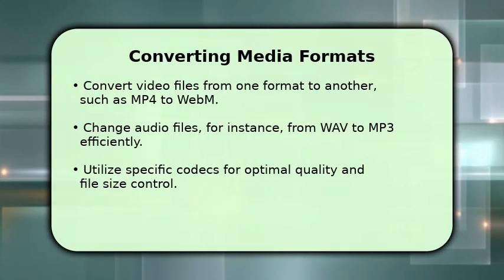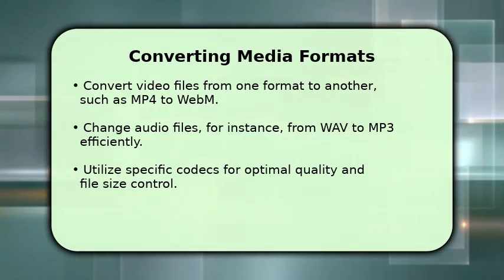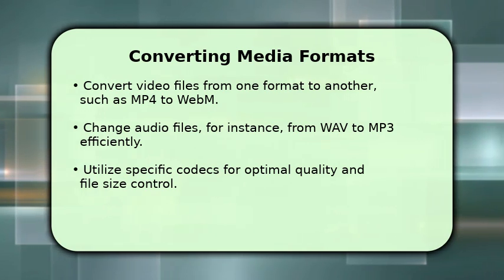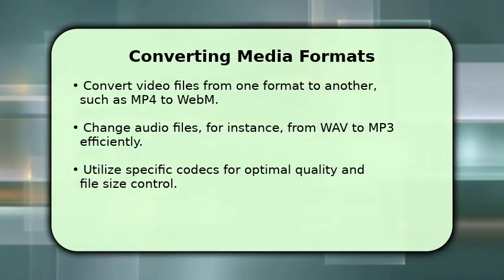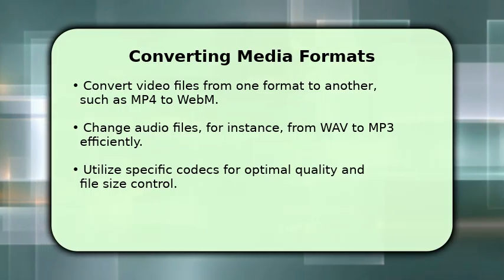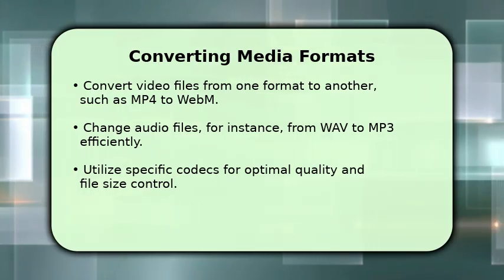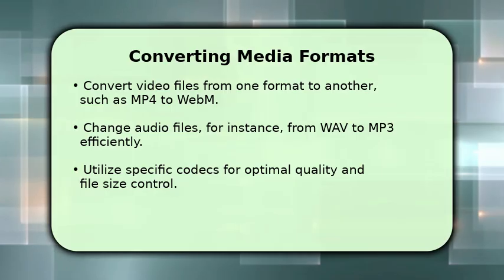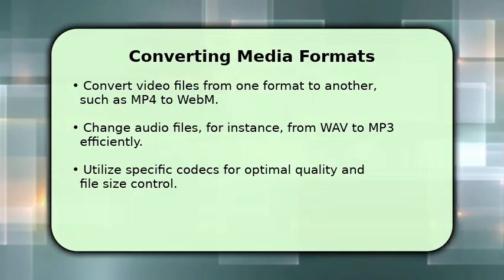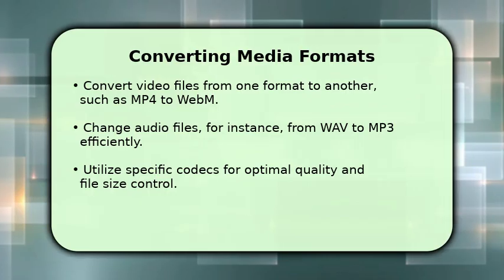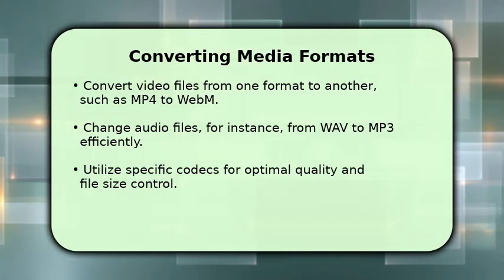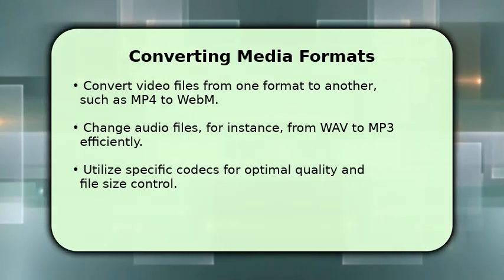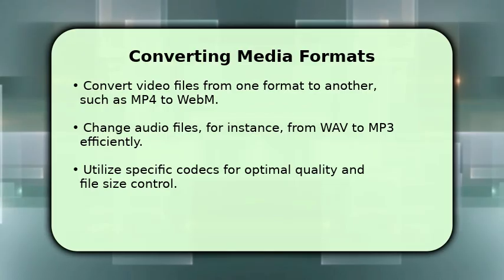One of FFmpeg's most common uses is converting media formats. You can easily transform a video from an MP4 container to a WebM, or an audio file from a large WAV to a more compact MP3. To do this, you simply specify the input and output files. For example, ffmpeg -i input.mp4 output.webm. You can also add options for specific video or audio codecs, like -c:v for video codec, to fine-tune the conversion process for quality or file size.